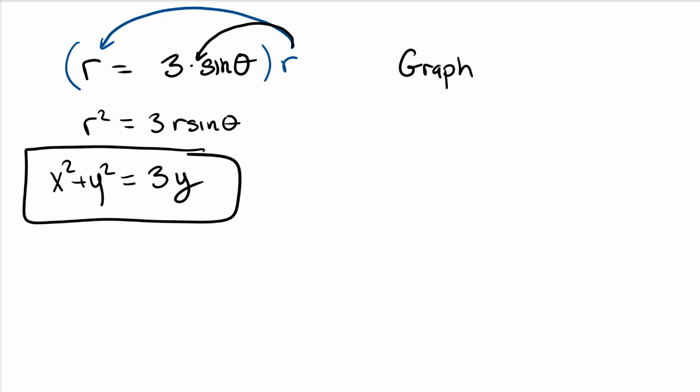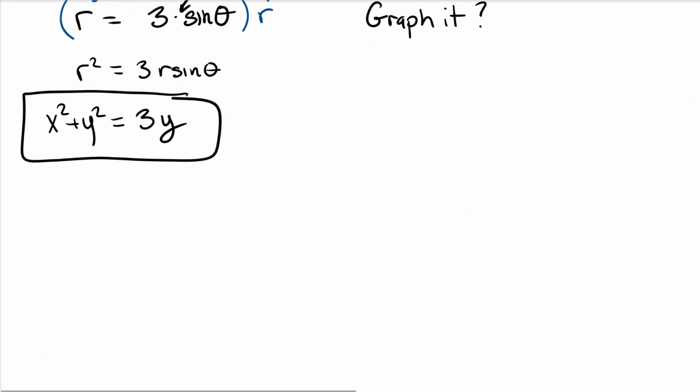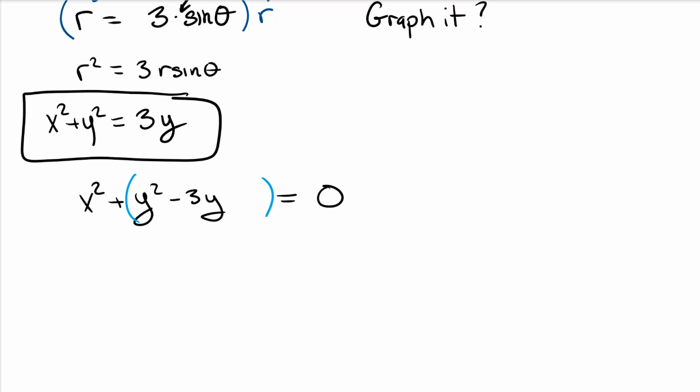But could we graph it? It's the same game, and hopefully I can teach you a little trick through this. Once again, we're going to kick everything over to one side. We're going to move that 3y over and set it equal to 0. What we want is to complete the square here. We want to add something to both sides.